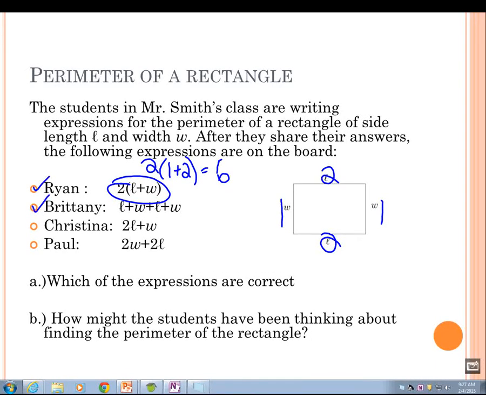We agree with Ryan. We agree with Brittany. Christina is mistaken. Paul, he's a cool kid too. No, I did not make this presentation. Okay. How might the students have been thinking about finding the perimeter of the rectangle? We discussed that. We're good.